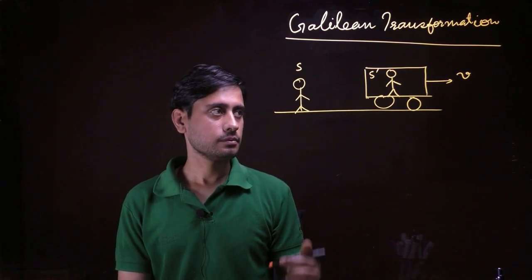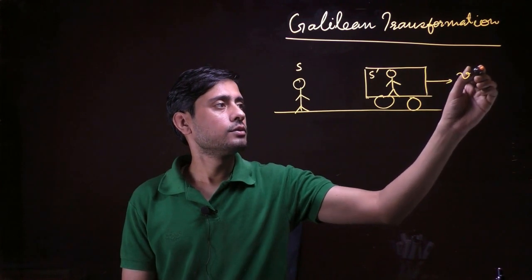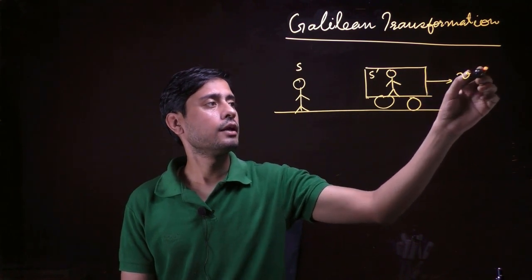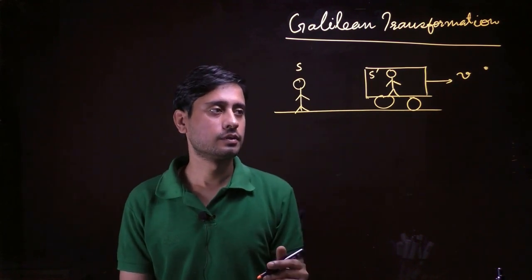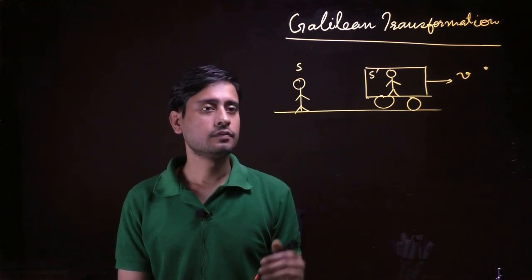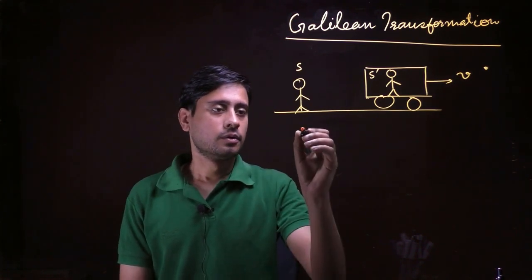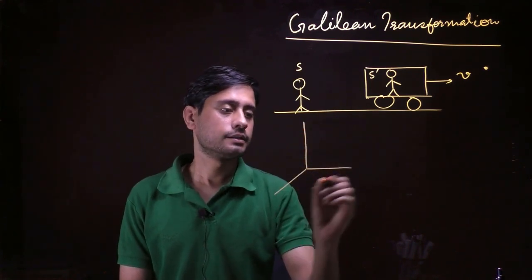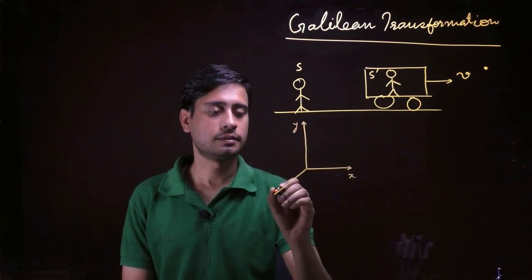So the problem is that we want to find how the coordinates of any point in space will change with respect to these two observers. For this we will have to imagine a coordinate system. So imagine a coordinate system with three axes. This is X, Y and Z.